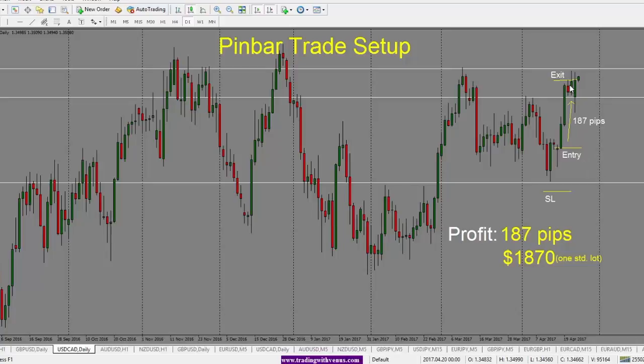Our trade continues on till we see some sort of a price reversal. In this case, a very neutral candle here. We exit the trade. From entry to exit there, we have 187 pips in the trade, which means $1,870 in profit if trading one standard lot.